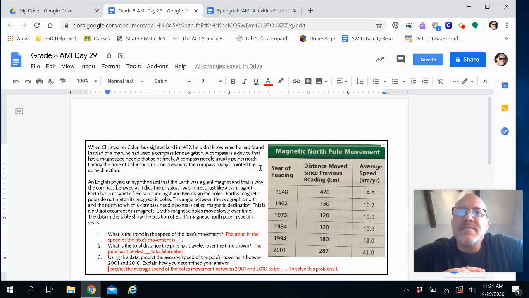But let's read it again. Using this data, predict the average speed of the pole's movement between 2001 and 2010. Explain how you determine your answer. You might be able to use the trend in the data table, but creating a graph might be an easier way to predict the average speed.